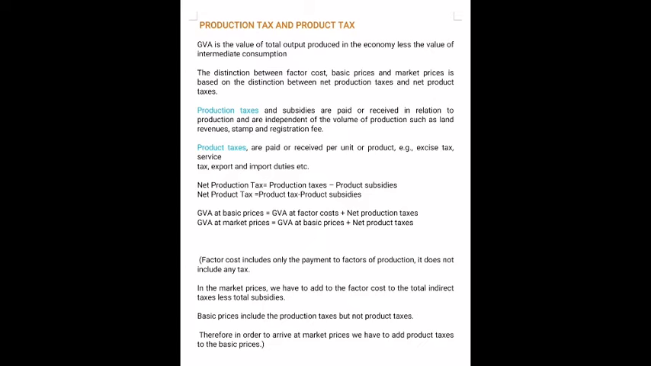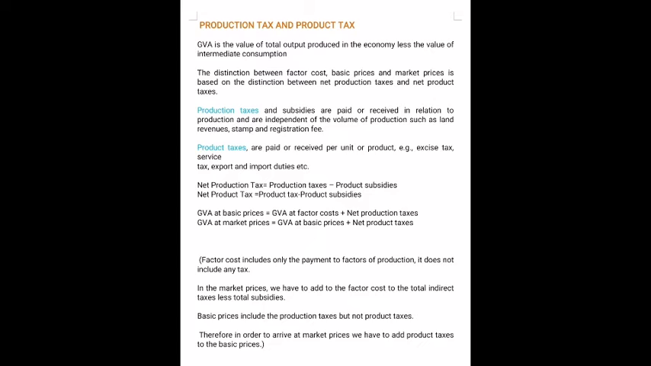So, you will get the net production tax is equal to production taxes minus product subsidies. Subsidies are provided by the government. It's a grant by the government to the firms. So, you will get the net production tax. Don't get confused.